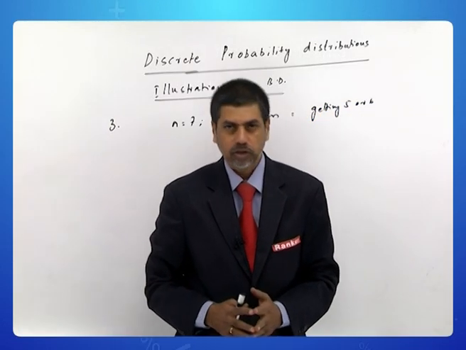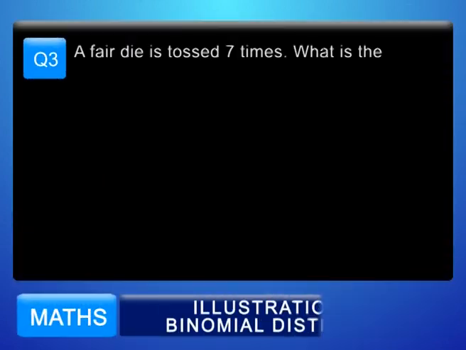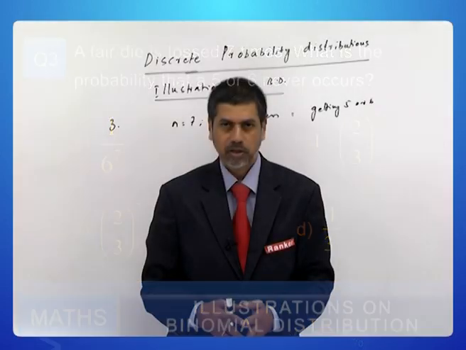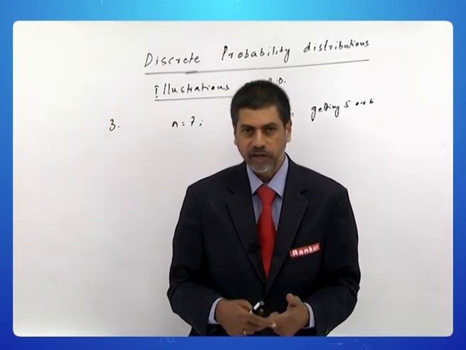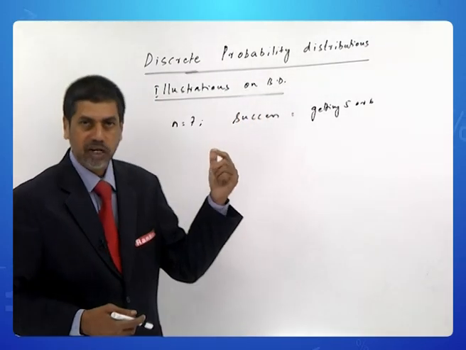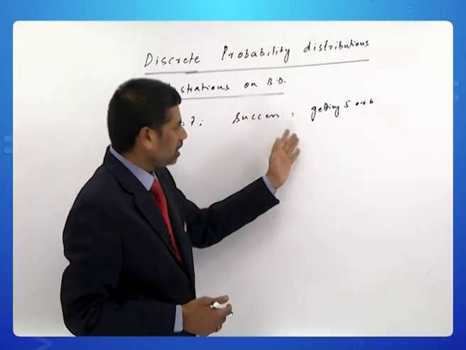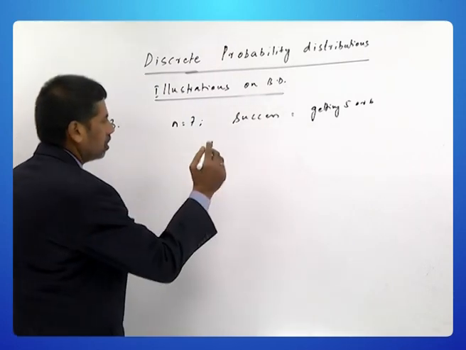Question number 3. A fair die is tossed 7 times. What is the probability of not getting 5 or 6 even once? So, let us look at this problem. You are repeating a trial 7 times. So, n is equal to 7. Remember, n stands for the number of trials you conduct. And here success is getting a 5 or 6 on a die.